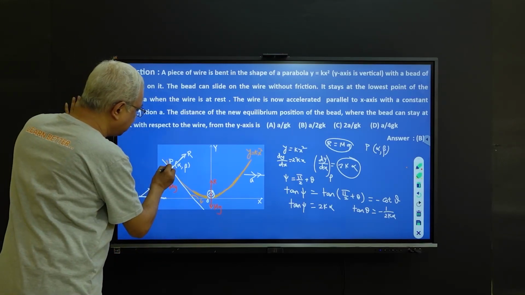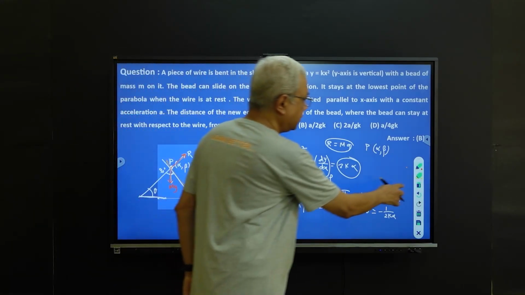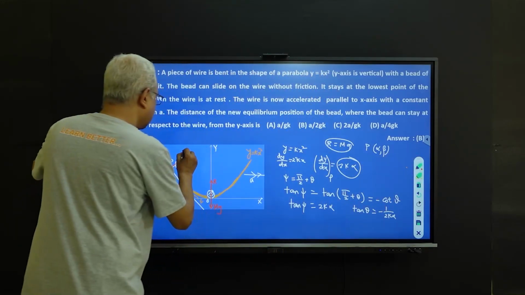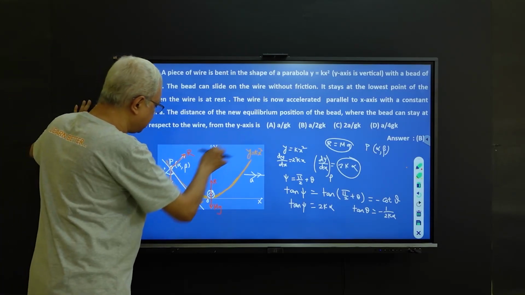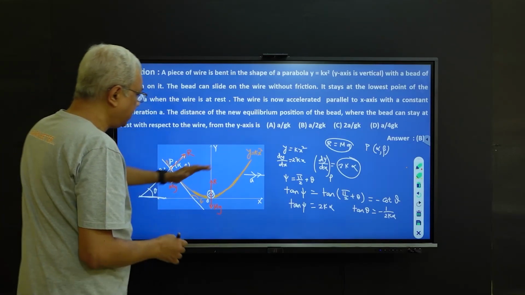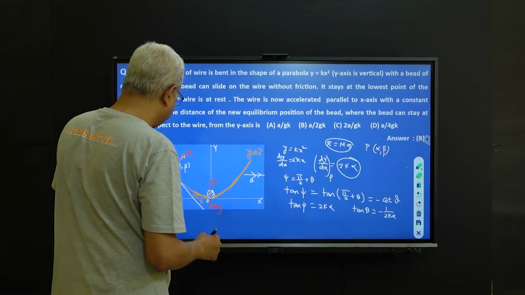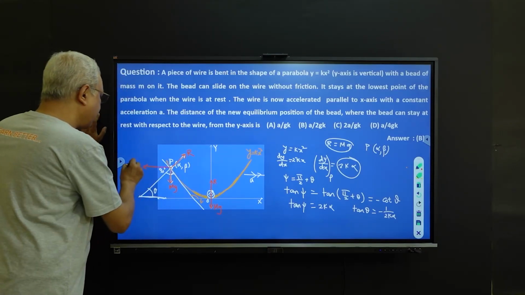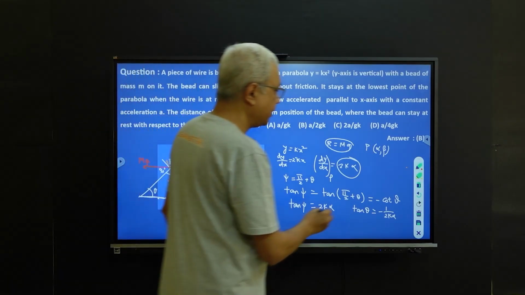Then this is the reaction force R offered by the wire on the bead. So it is reaction force R. And since the bead is placed on an accelerated frame, when you consider the mechanics of the bead with respect to the parabolic wire, there must be a fictitious force which is equal to mass times acceleration in the opposite direction.